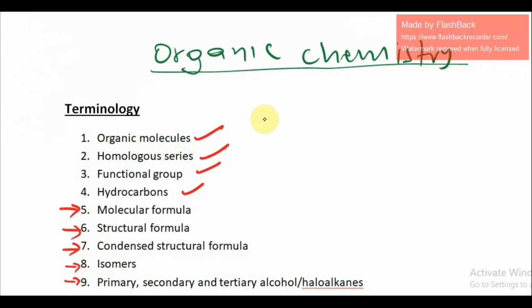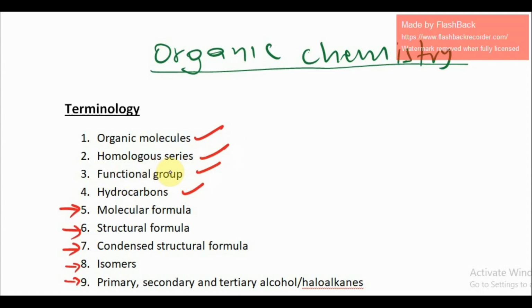Good day, grade 12s. In the last video, we talked about organic molecules, and we said that organic molecules are compounds that contain a carbon atom. Then we talked about homologous series: alkanes, alkenes, alkynes, haloalkanes, alcohols, ketones, aldehydes, carboxylic acids and esters. Then we talked about the functional groups.